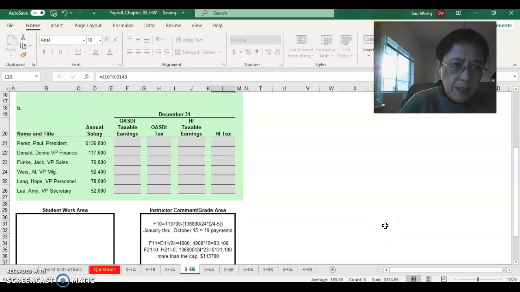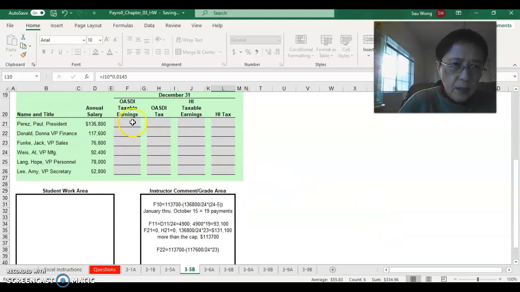So we go to Part B in here. On F21, Paul, F21 is equal to 0 because this is the last payment. December 31st will be the last payment. If you take this annual salary divided by 24 times 23 payments, he would already be exceeding the 113,700. So it would be 0 for the taxable wages and then 0 for the OASDI tax.